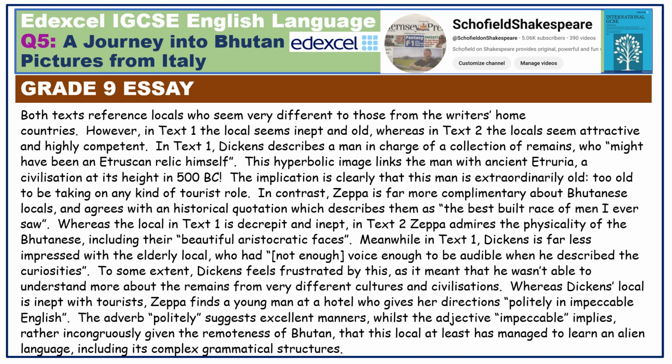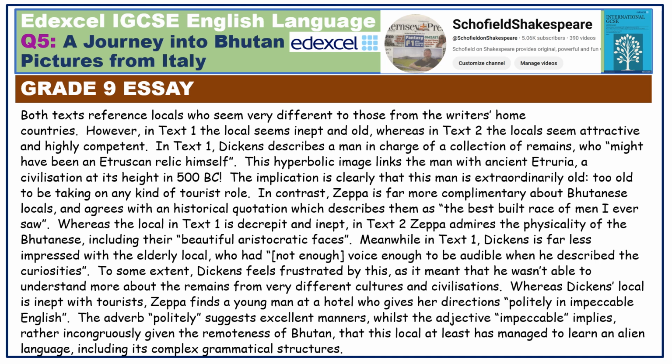Both texts reference locals who seem very different to those from the writer's home countries. However, in text 1, the local seems inept and old, whereas in text 2, the locals seem attractive and highly competent. In text 1, Dickens describes a man in charge of a collection of remains who "might have been an Etruscan relic himself." This hyperbolic image links the man with ancient Etruria, a civilization at its height in 500 BC.